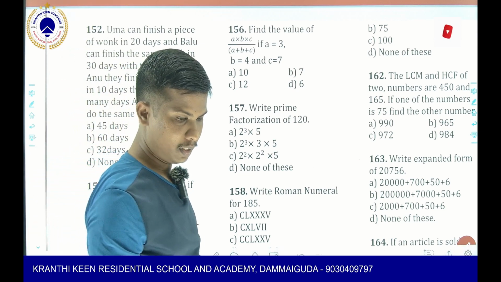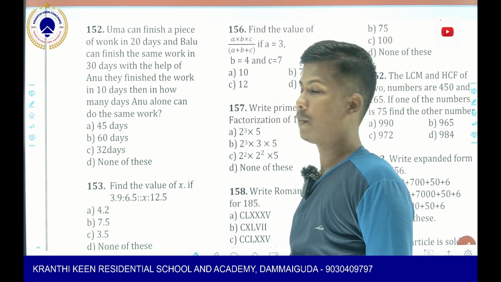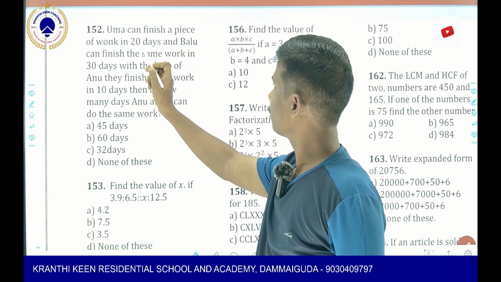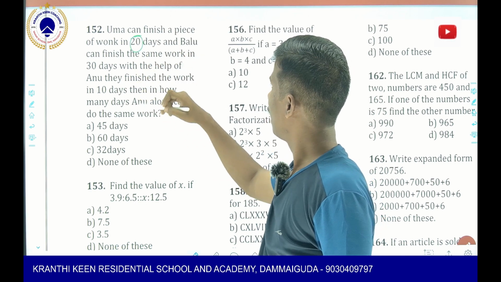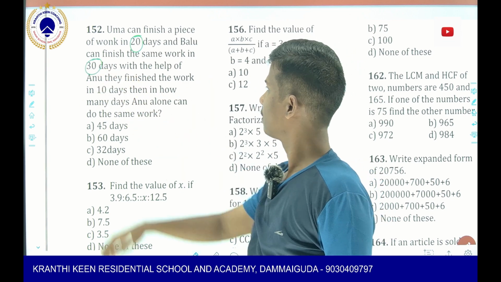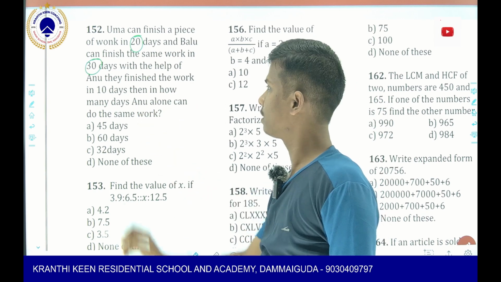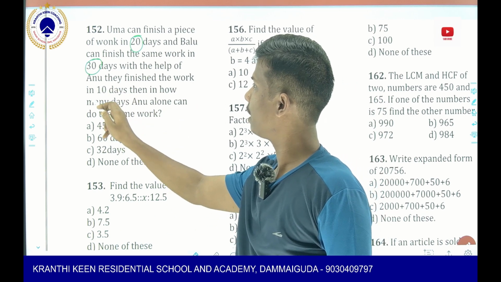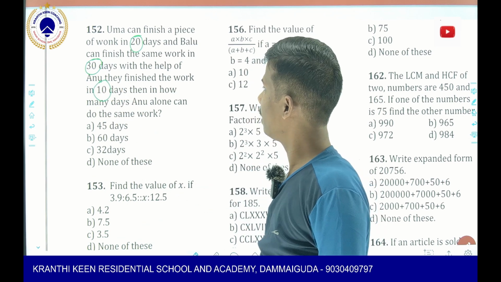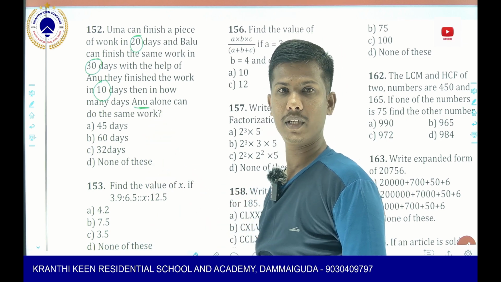Question number 152 is from the time and work topic. Uma can finish a piece of work in 20 days and Balu can finish the same work in 30 days. With the help of Anu, they finished the work in 10 days. That means they all combined and finished the work in 10 days. Then in how many days can Anu alone finish the work is asked.